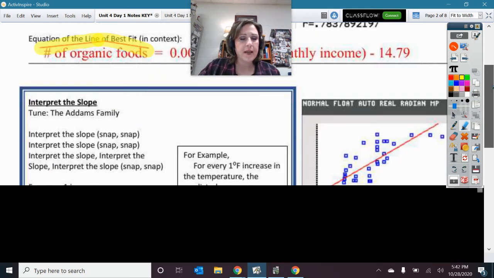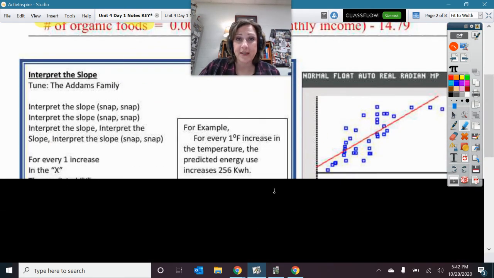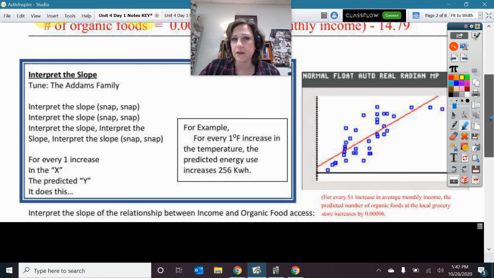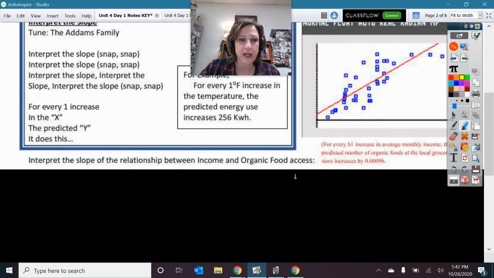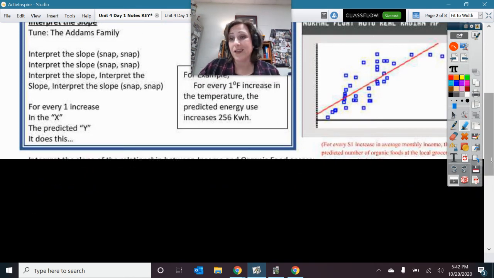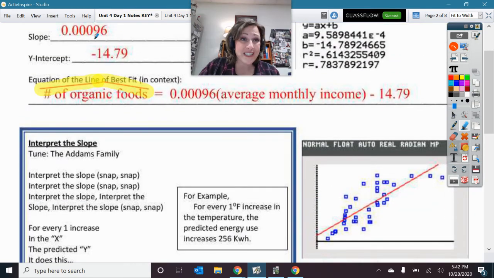All right. Now we're going to get into interpreting the equation, the parameters of that equation of the line. So here we go. We're going to interpret the slope. Well, that slope is pretty weird. 0.00096. Okay. So let's talk about what's happening just in general with slope. Remember, you go over and you go up, and you go over and you go up. Usually we say, for every time you go over 1 in the x, you go up this much in the y direction.